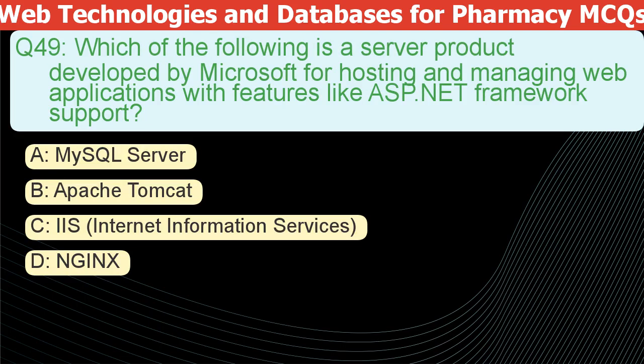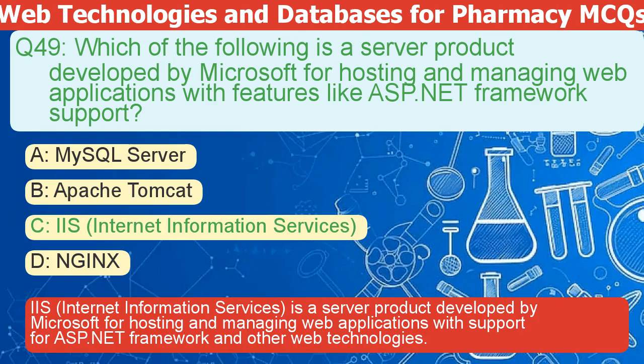Which of the following is a Microsoft Server product for hosting and managing web applications, with features like ASP.NET Framework support? A. MySQL Server. B. Apache Tomcat. C. IIS, or Internet Information Services. D. NGINX. The correct answer is C.